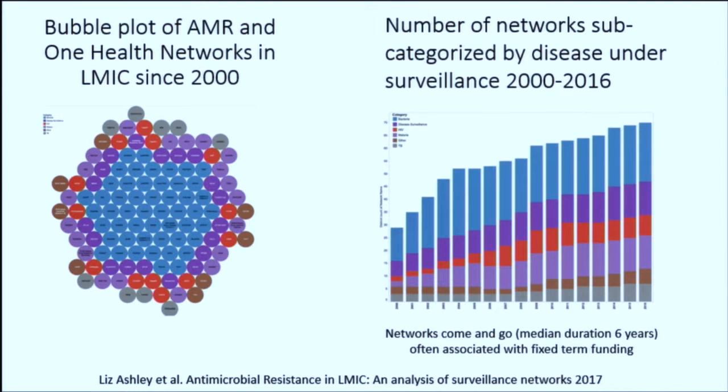Focusing on the blue, which are the bacterial networks, if you then look across to the other side, you'll see the number of networks subcategorized by disease under surveillance over time. You'll see the networks are going up, the bacterial networks there again in blue. An important aspect is that these networks come and go. The median duration for these networks is just 6 years, often associated with fixed-term funding. So what this tells us is there's a lot of data there to be captured and analysed, which is exactly what Susie and her colleagues in IHME are busy doing at the moment.